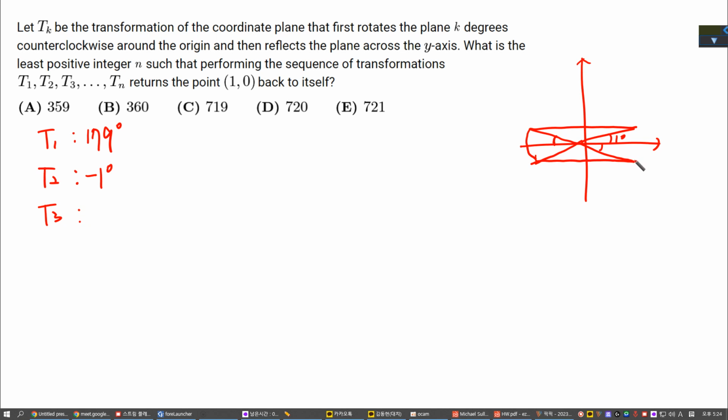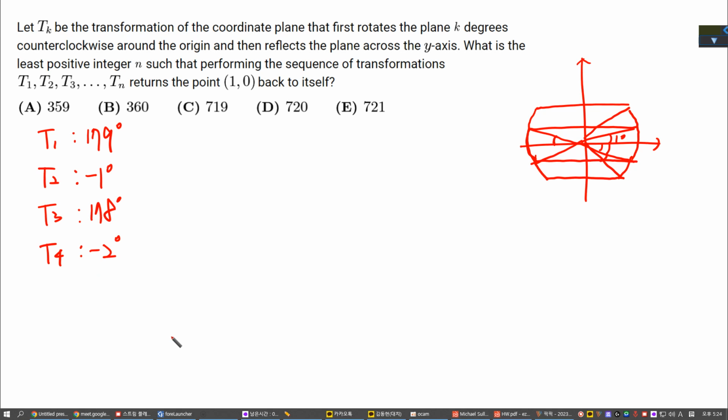if we rotate 3 degrees counterclockwise, now the new degree is 2 degrees, and then it's reflected across the y-axis. So that means that's 178 degrees. And T4, add 4, and then reflect. That means the new degree will be 1 degree away from the positive x-axis. So the new degree will be minus 2 degrees.